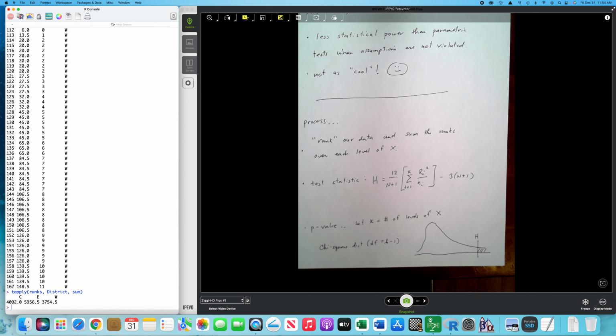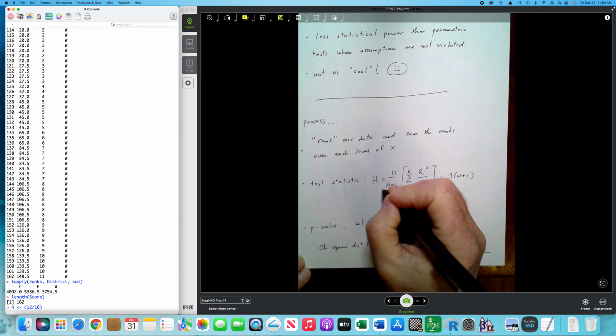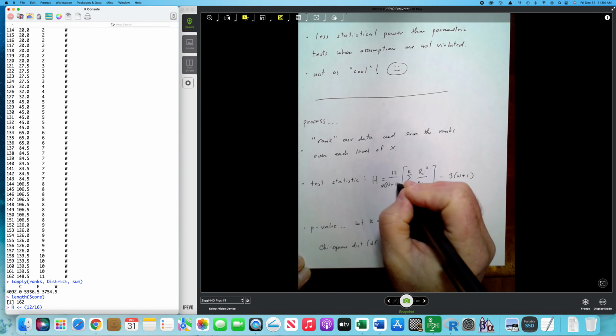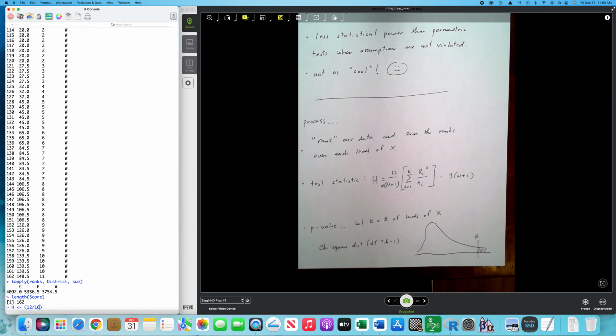Now I need my total sample size, so 162. So my H is going to be equal to 12 divided by 163. I don't think that's right. No, that's not right. I got sloppy there. Make sure you make that correction. I got very sloppy.